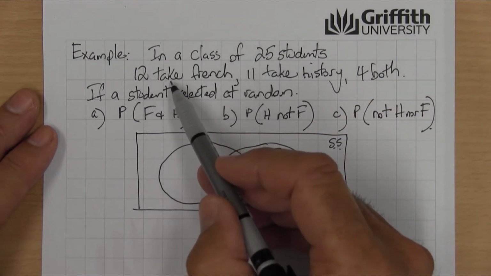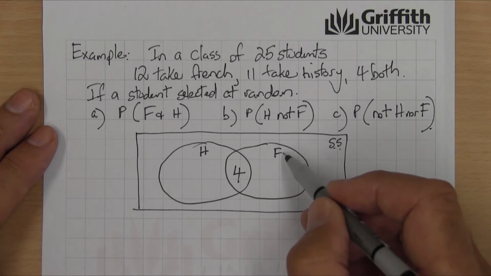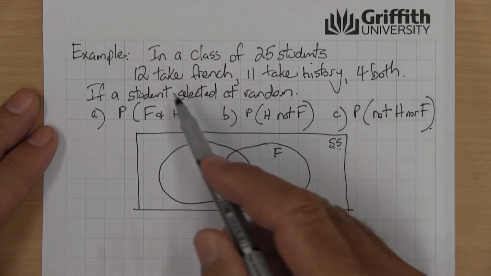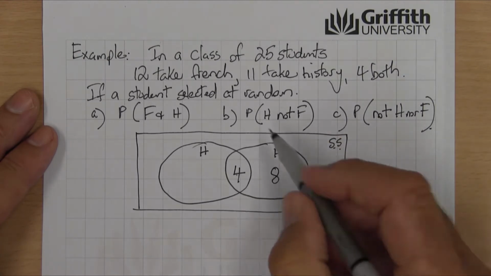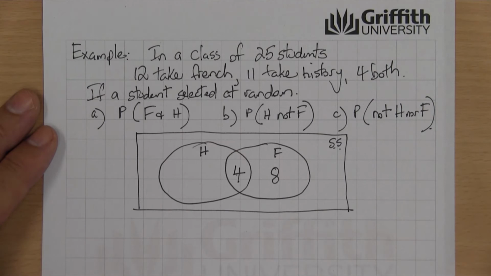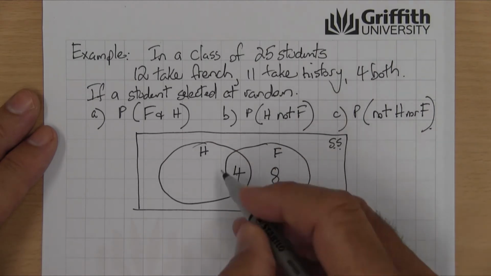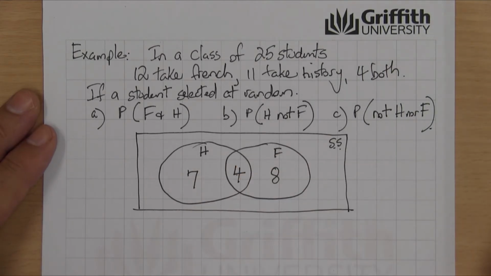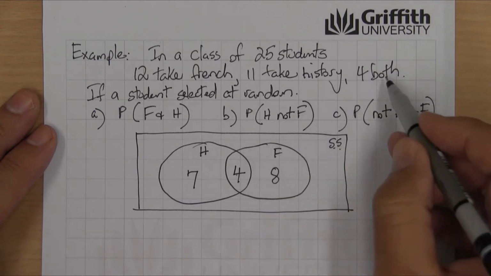Now we've got 12 take French. We've already got 4 here that do French and history. So if we know the total in that circle has to add up to 12, this will have to be 8. So 4 plus 8 is 12 take French. We know 11 in total take history. We've already got 4 in the overlap, so we're going to put a 7 there. And we know 4 take both, so we've got that.